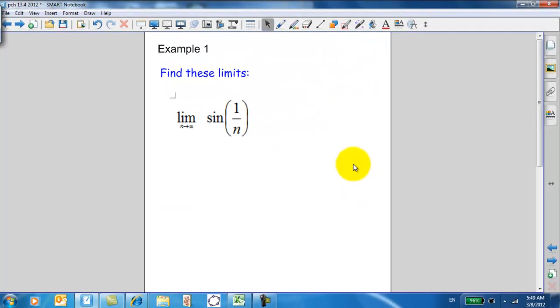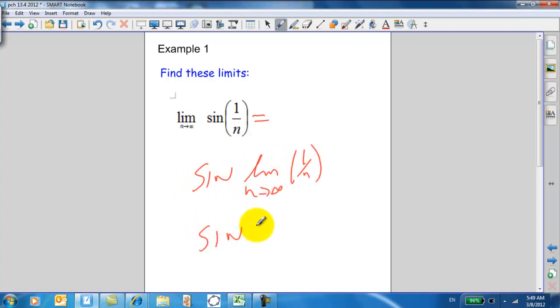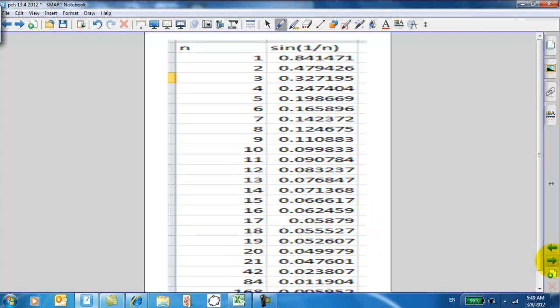Okay, let's review what we just talked about, because we just did things with calculators and spreadsheets. Can you do this without a calculator or spreadsheet? Well, we could look at it this way: the limit as n goes to infinity of the sine of 1 over n is the sine of the limit as n goes to infinity of 1 over n. And so that's the sine of something that's essentially 0, and the sine of 0 is 0. So that's one way you could do it without a calculator.